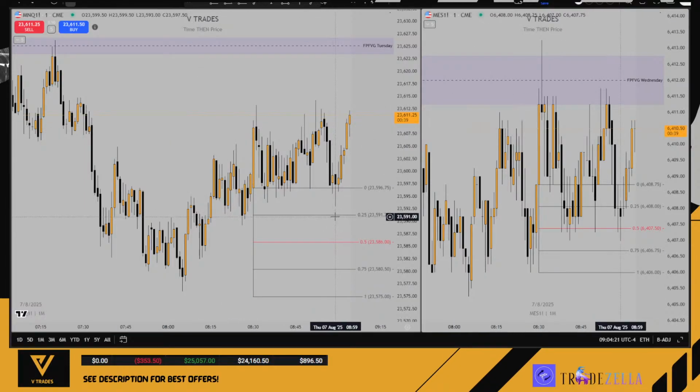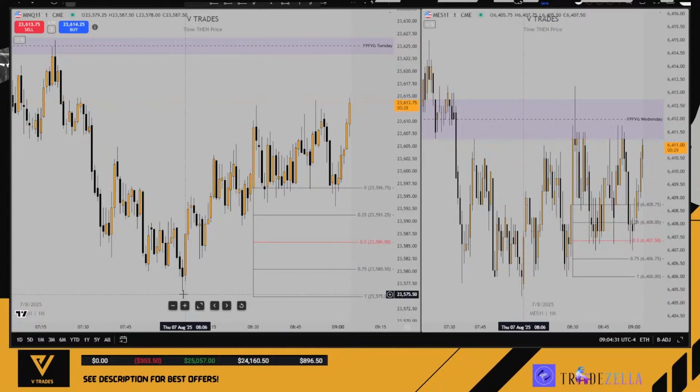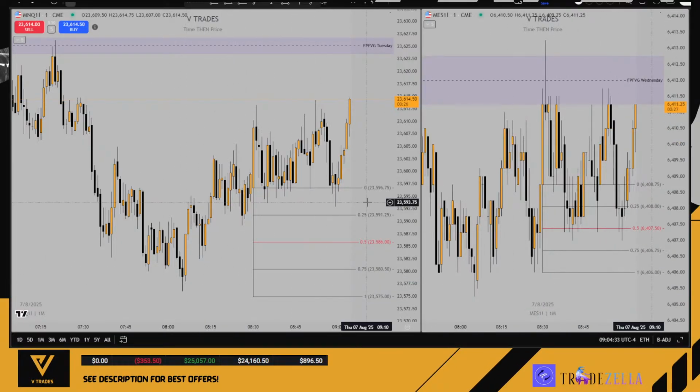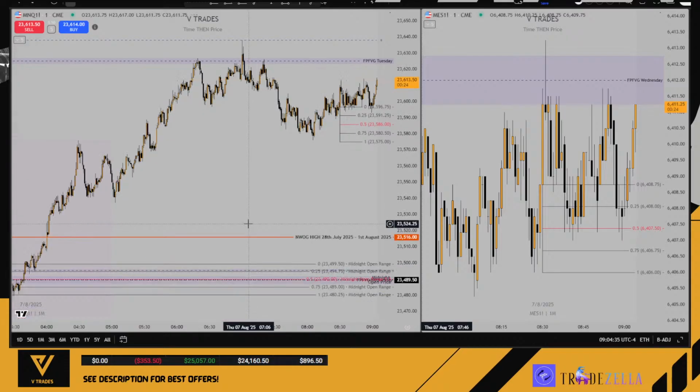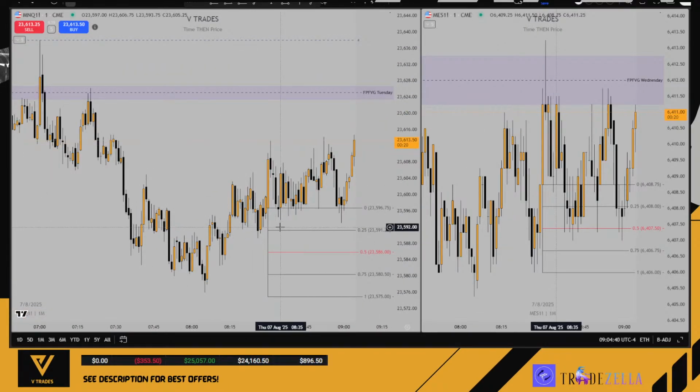I expected it to drop from here till here at least. But when it dropped until the consequent encroachment of this wick on ES, I thought that it is going to take these lows because it never took the overnight lows here, just like it did on NQ. So yeah, I strangled my trade here, got stopped out here, and now it's continuing towards my target.